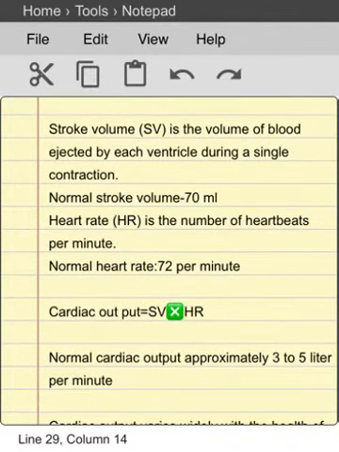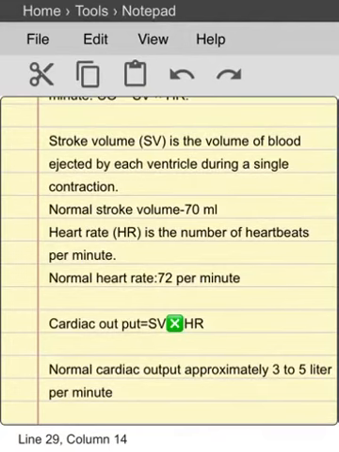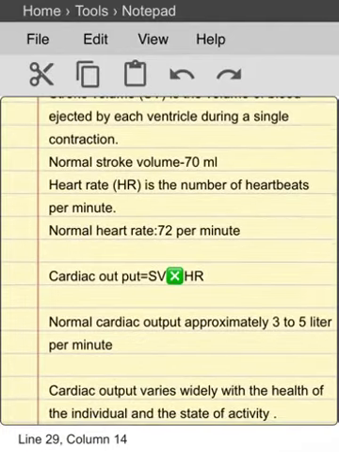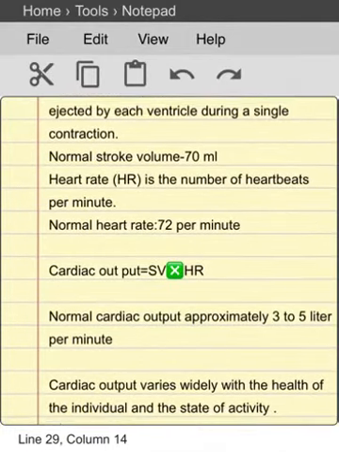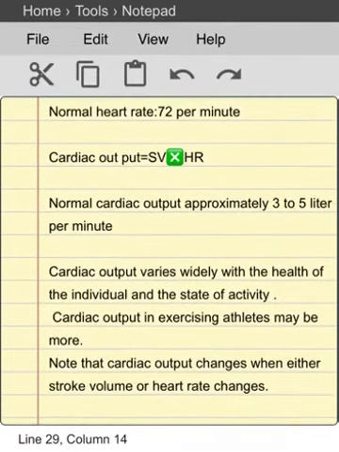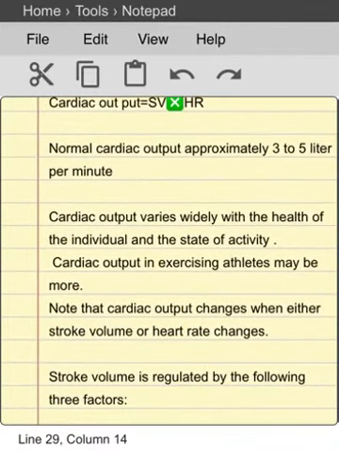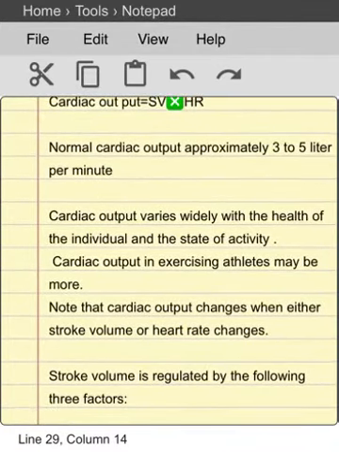Normal stroke volume is 70 ml and normal heart rate is 72 per minute. So when you calculate 70 into 72, you get almost 5 liters. So the normal cardiac output is approximately 3 to 5 liters per minute. Our cardiac output varies widely with the health of the individual and state of activity.